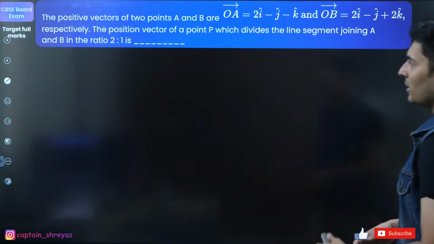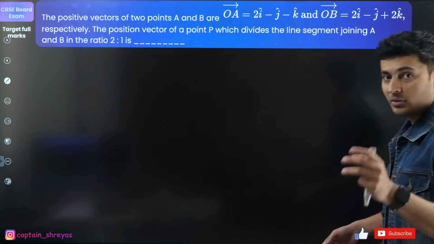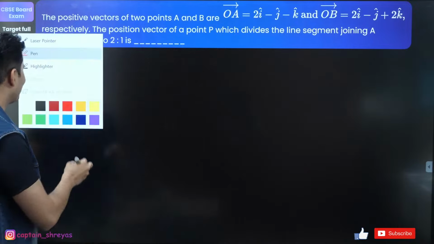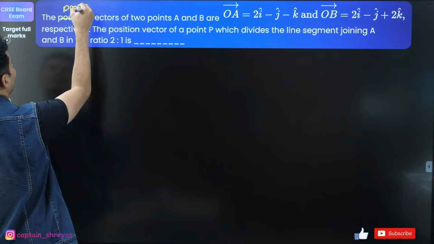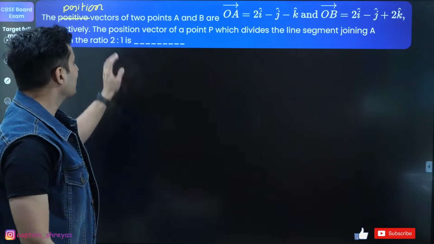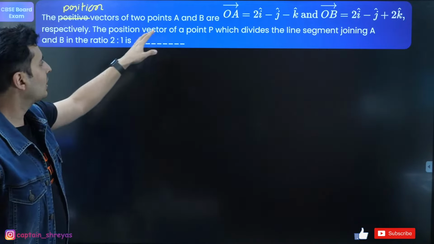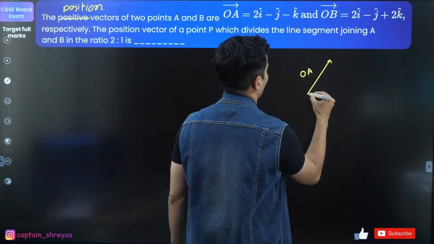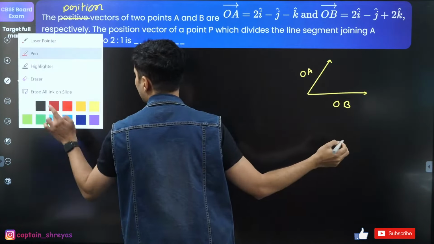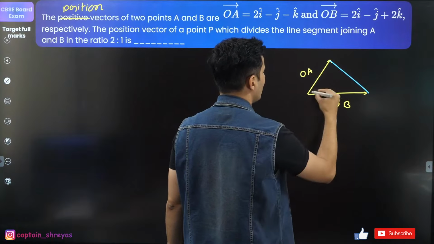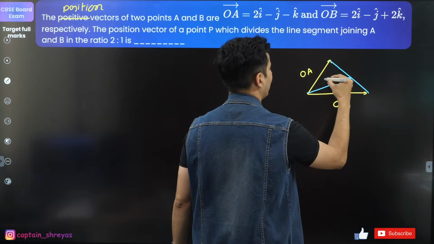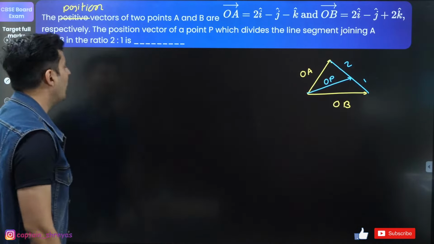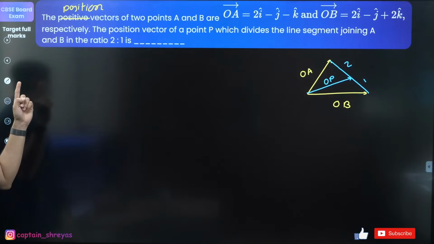The position vectors of 2 points A and B are this and this. Why positive? This is position, guys. Spelling mistake, I think. This is supposed to be position. The position vector of a point P which divides the line segment internally. So I know the position vector OA. I know the position vector OB. Imagine a line joining these two. We have to find a vector OP which divides them in the ratio of 2:1, right?